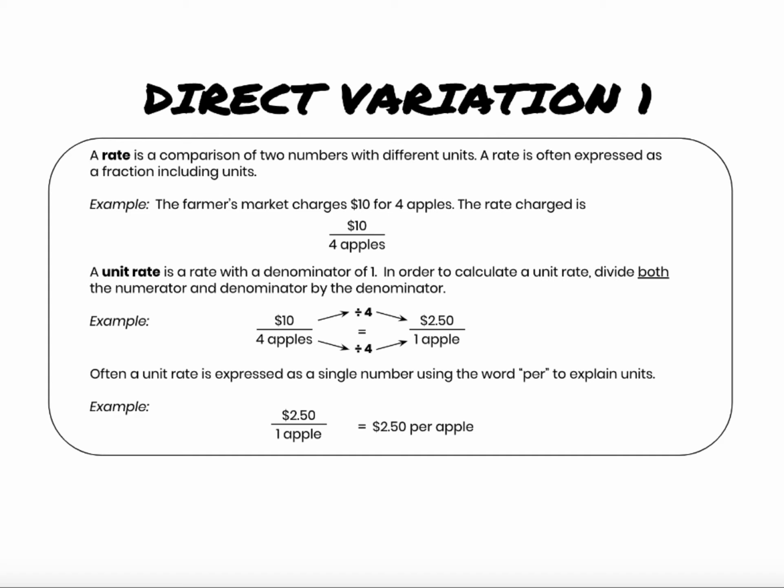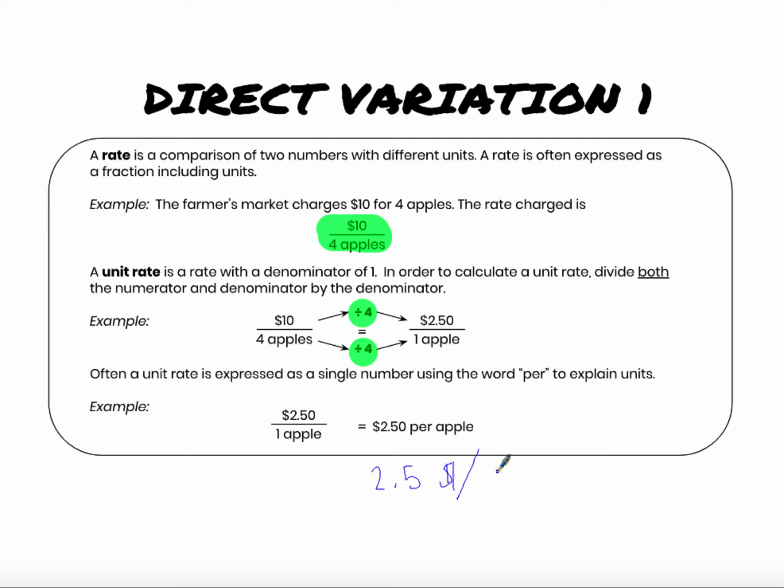For algebra, really all we need you to know for this very important topic is this idea of a unit rate. So going from a rate, $10 for 4 apples, and converting that into a unit rate by dividing the numerator and the denominator by the denominator. There's a couple of ways to write it, and I just wanted to point out that in addition to these two ways here where you write the fraction of the unit rate or the per, you could also write it like this, and sometimes this will make more sense.